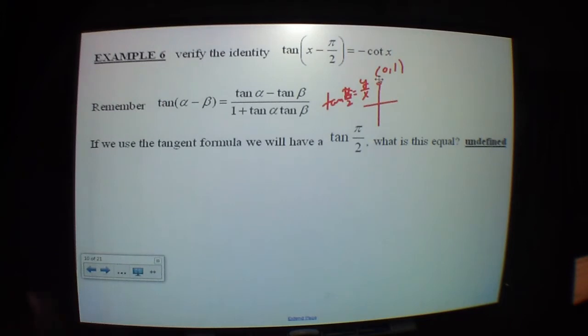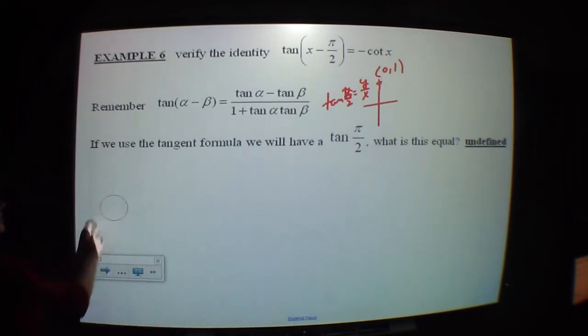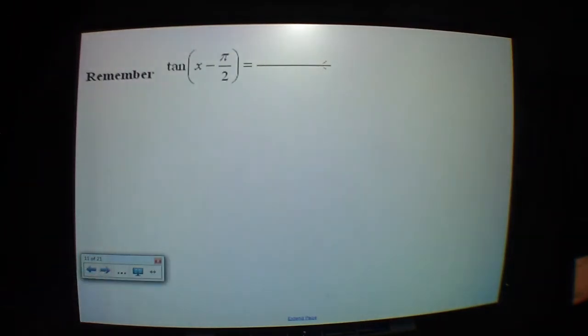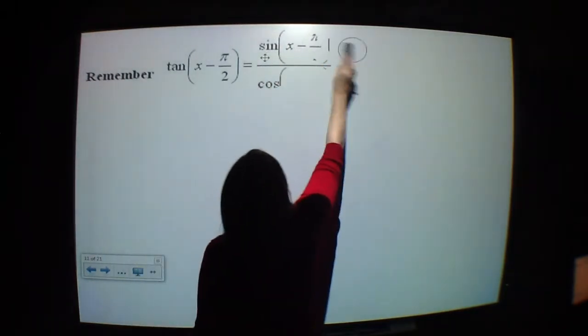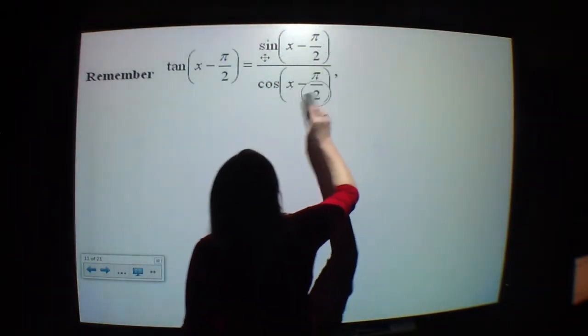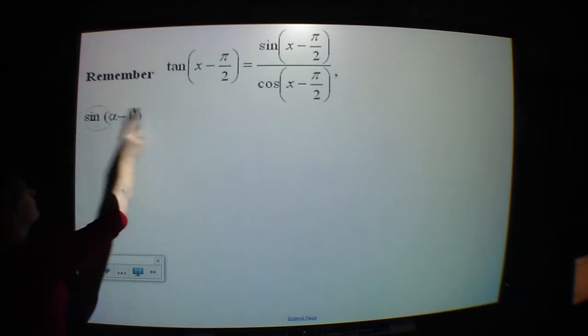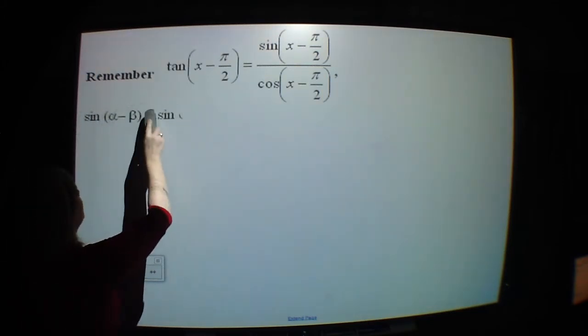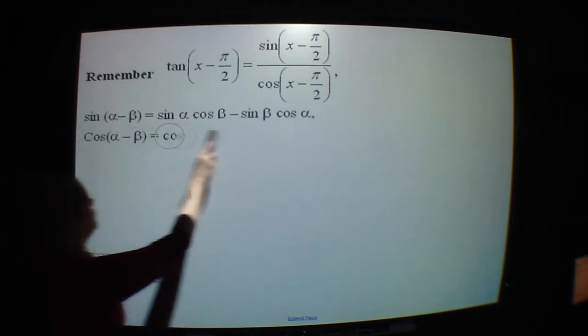So what do we say? We say, oh, we're done. No, we're not done. What we can do is use sine over cosine. Remember that tangent is sine over cosine. So that is what I want to use. I want to use the sine of the difference over the cosine of that difference. So I want to use sine. Here's my sine formula. There's my cosine formula.